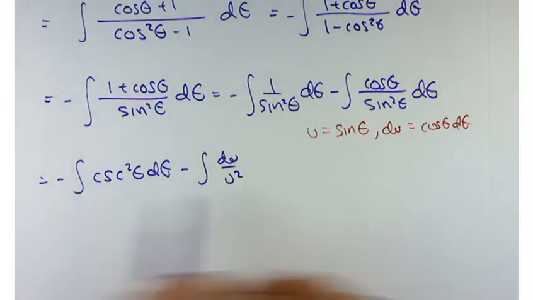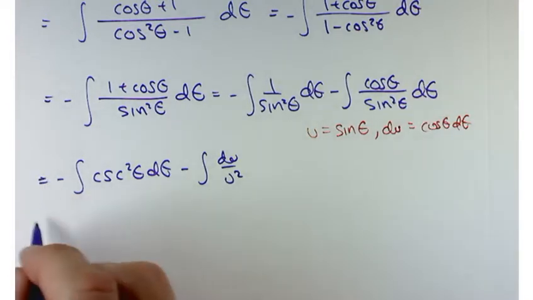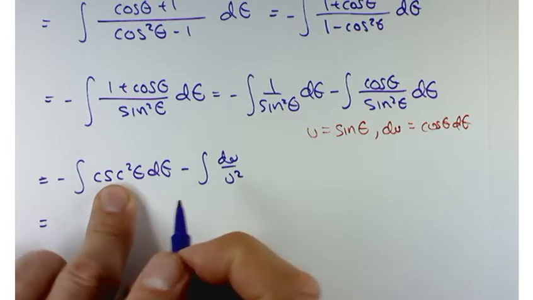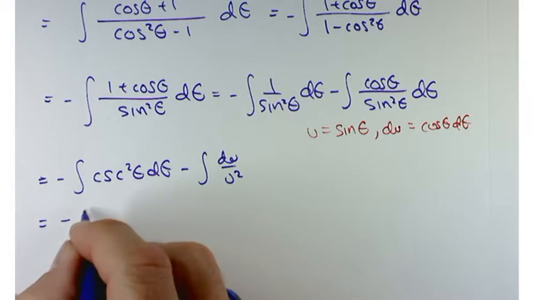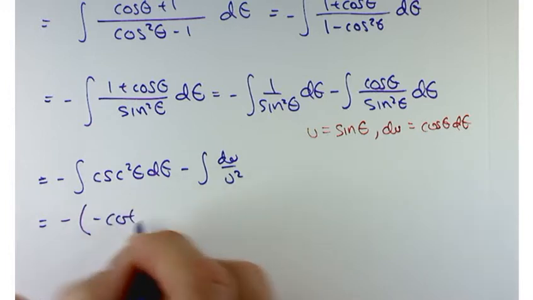So we've come a long ways. At least we're in a position to find some antiderivatives now. This one, a little obscure. I'm not sure I'd ask you to remember that one. It's minus cotangent of theta.